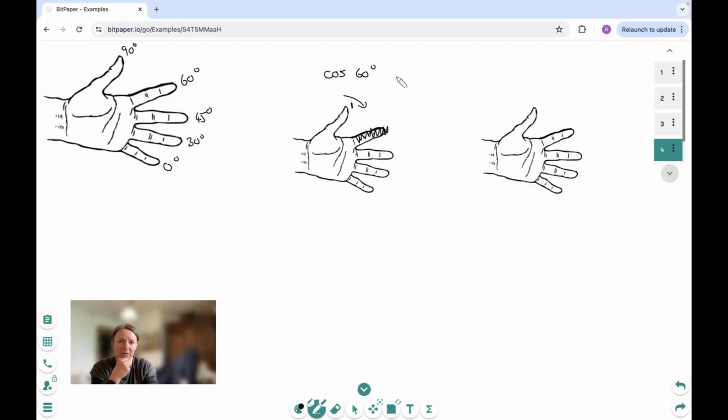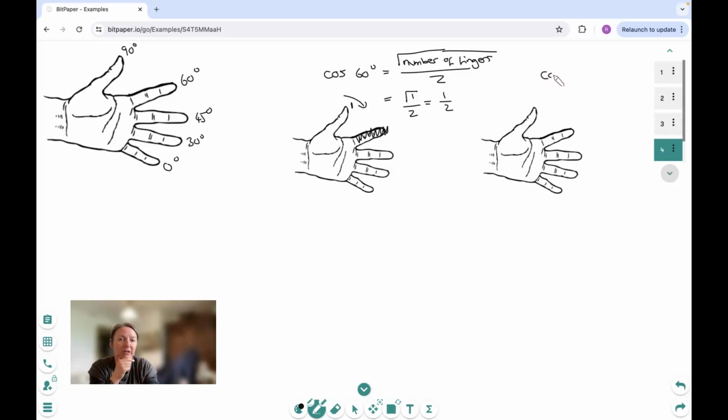I've got 1, okay? And cos 60 is always, and for sine, is always the square root of the number of fingers over 2. So in this case, we've only got 1 before the 60, so it's the square root of 1 over 2, and the square root of 1 we've talked about earlier was 1, so 1 over 2.